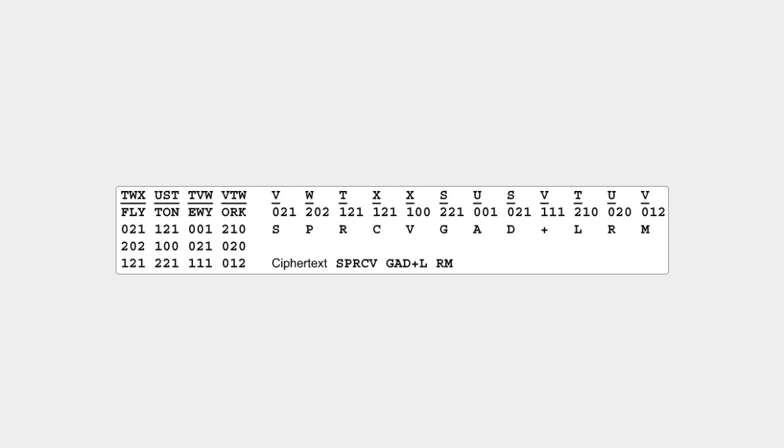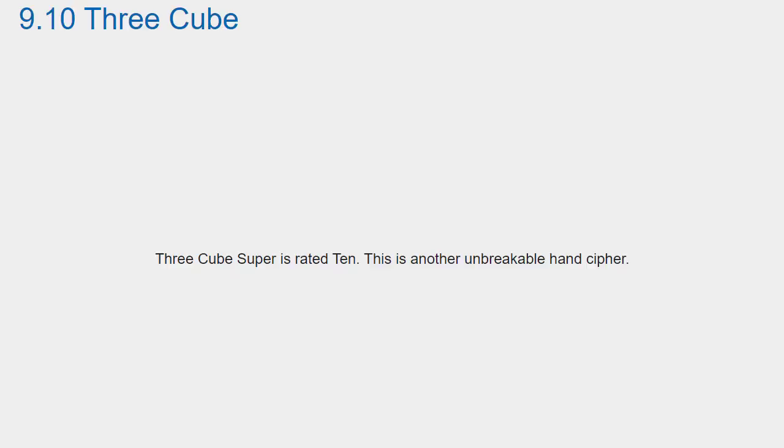Let's call this cipher 3 cube super. This is an example of 3 cube super using the plain text Fly to New York. 3 cube super is rated 10. This is another unbreakable hand cipher.